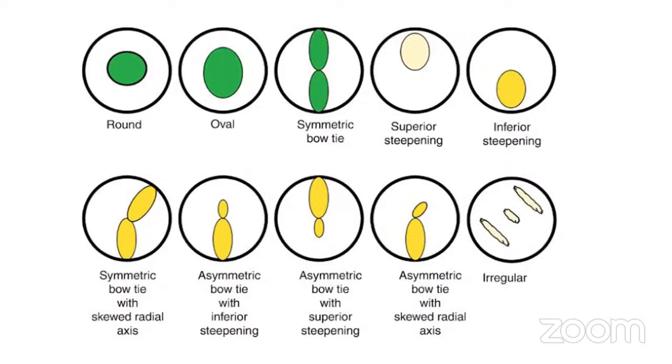suspicion of ectatic disorders. Asymmetrical patterns such as superior steepening, inferior steepening, asymmetrical bow tie with inferior steepening, asymmetrical bow tie with superior steepening. These are asymmetrical patterns. They are also normal patterns. They are seen in normal corneas, provided the degree of the skewed radial axis is less than 22 degrees. If the skewed radial axis is more than 22 degrees, they are considered as suspicion of ectatic disorders.